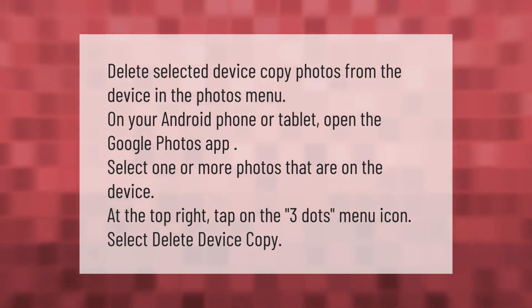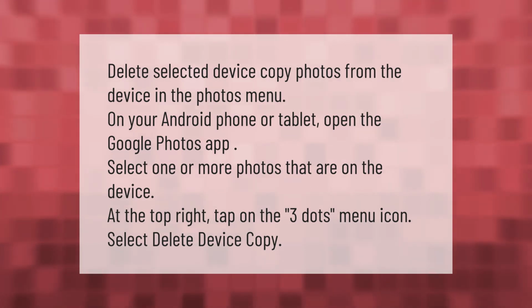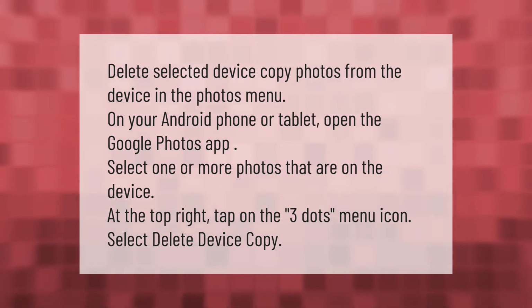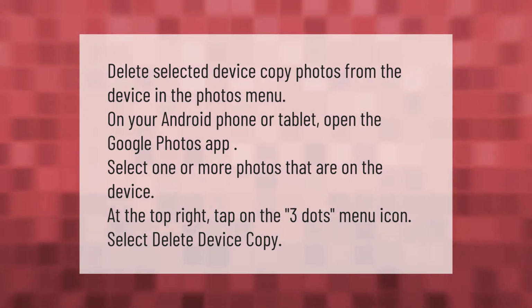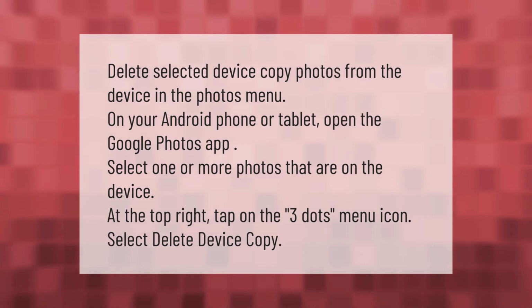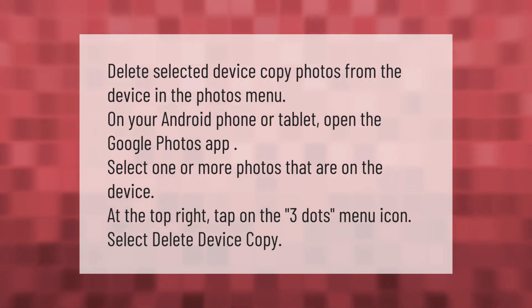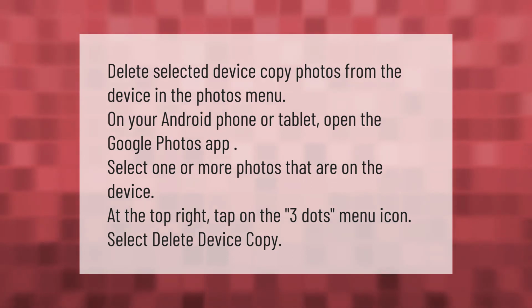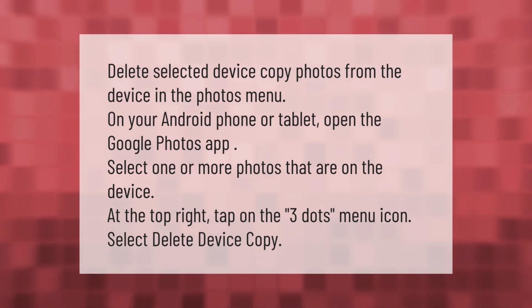Delete selected device copy photos from the device in the Photos menu. On your Android phone or tablet, open the Google Photos app. Select one or more photos that are on the device. At the top right, tap on the three dots menu icon. Select Delete Device Copy.